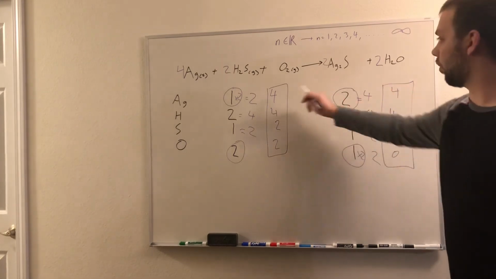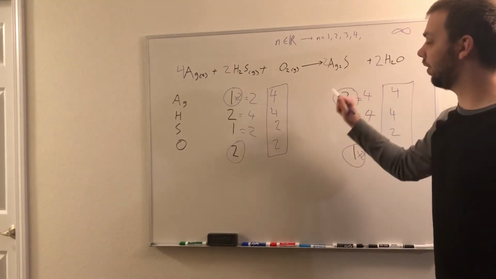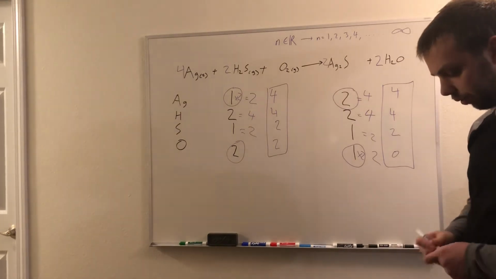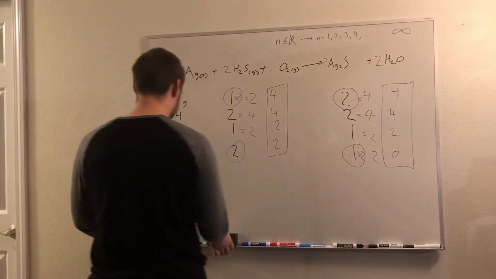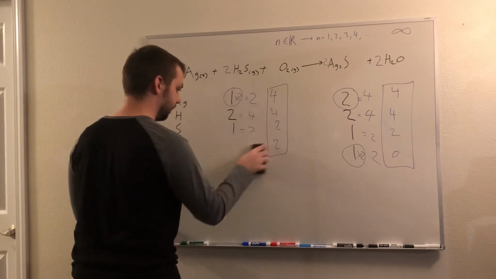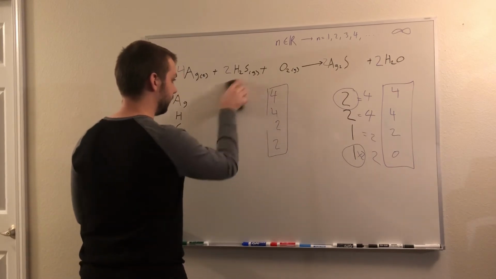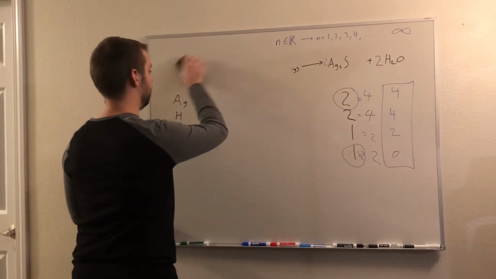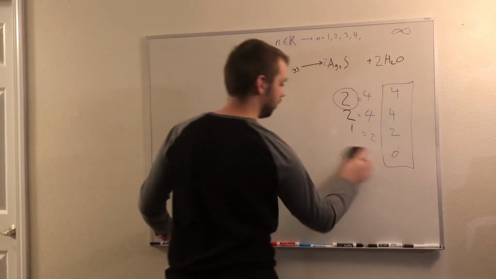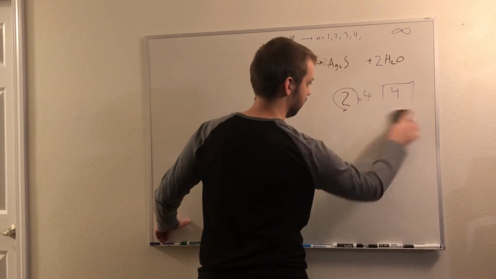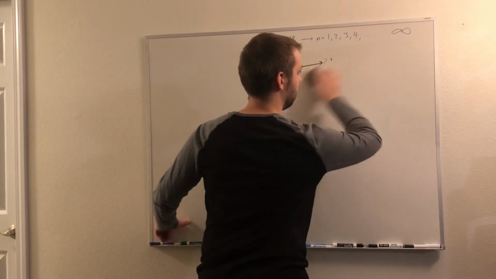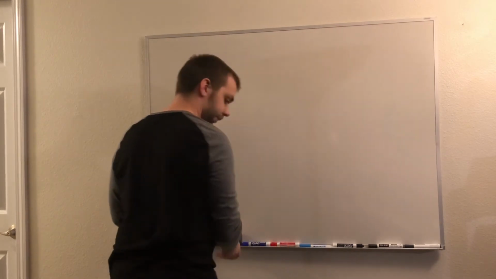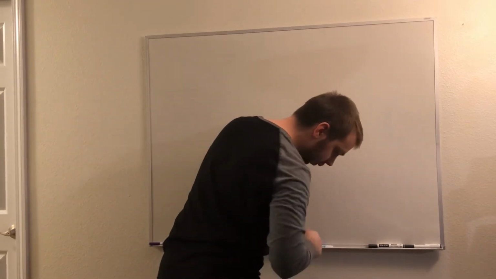So we can see that our numbers all match. So this is a balanced equation. Okay, let's do one that's a little more tricky. Okay, let's see, I wrote one down here.